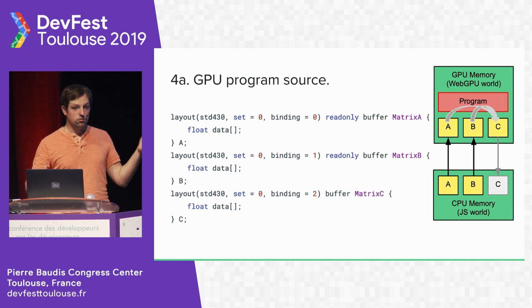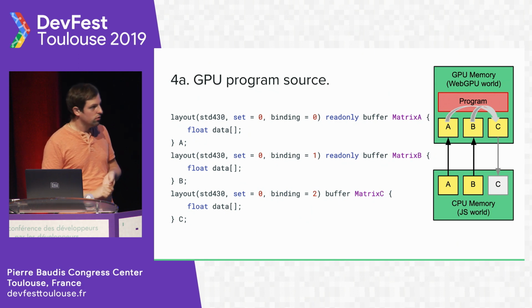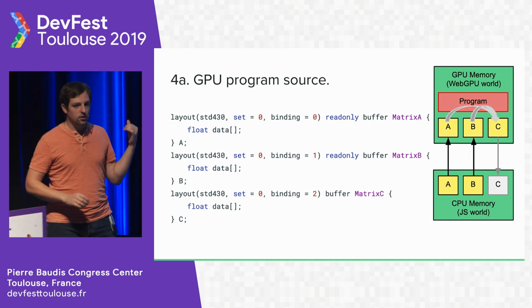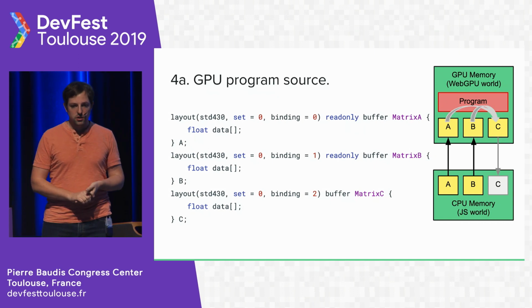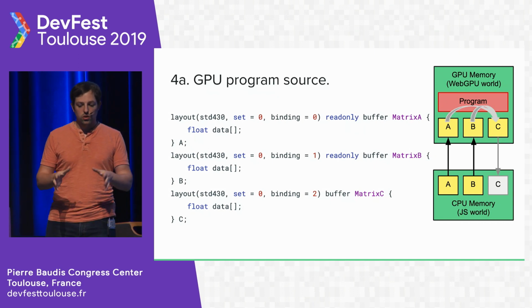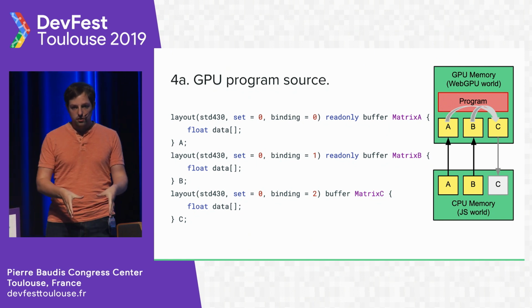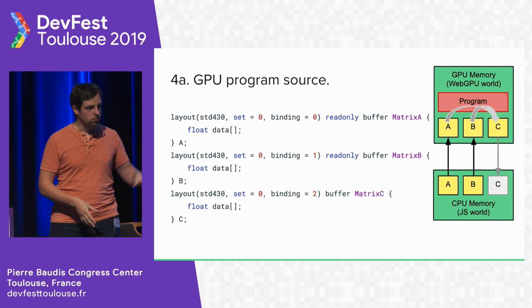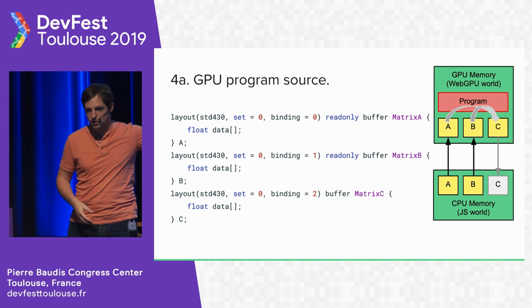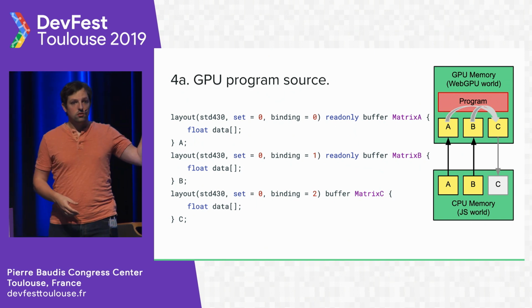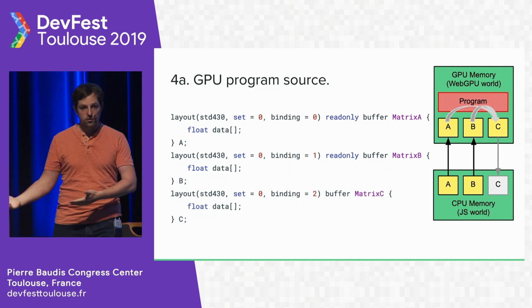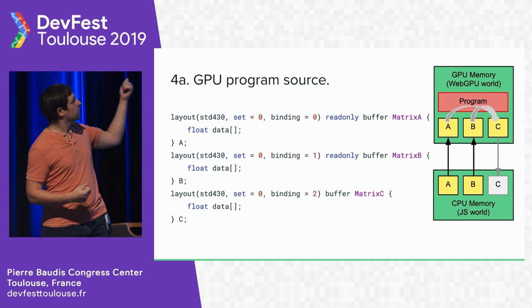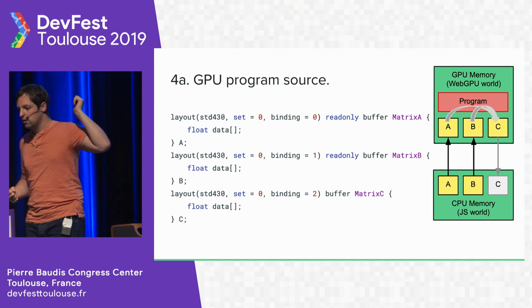Then we need to write the GPU program that is going to do the matrix multiplication. So this example here is using GLSL. But there are different programming languages that could be used, and the WebGPU standard has not yet settled on exactly which shading language it should use. So for this example, I'm going to use GLSL. This is the declaration of the interface of the program. So it says which resources the program is going to use. And in this case, we see we have our three matrices.